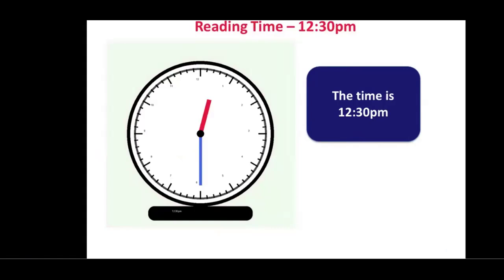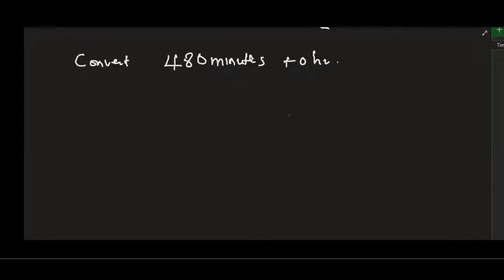So this is 12:30 p.m. What about this time? 9:45 p.m. Is it morning, afternoon, or evening? Night. Okay, this is night, and that is very good. Okay, so what's the answer now?